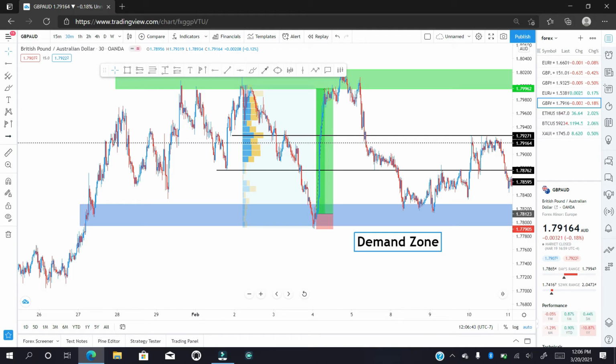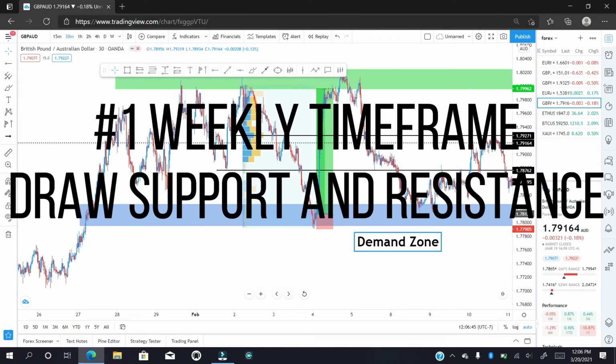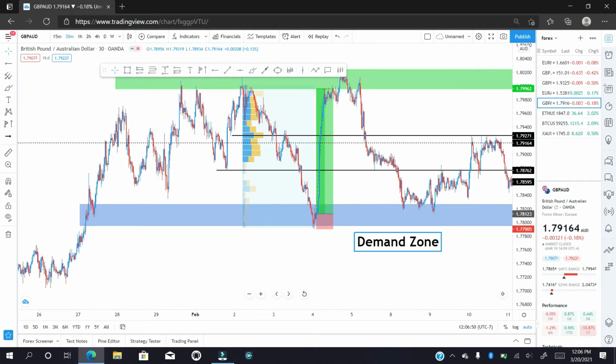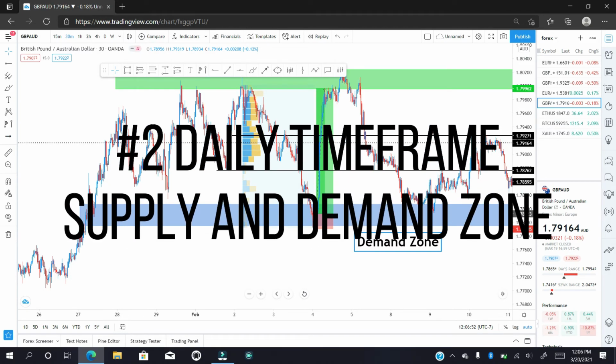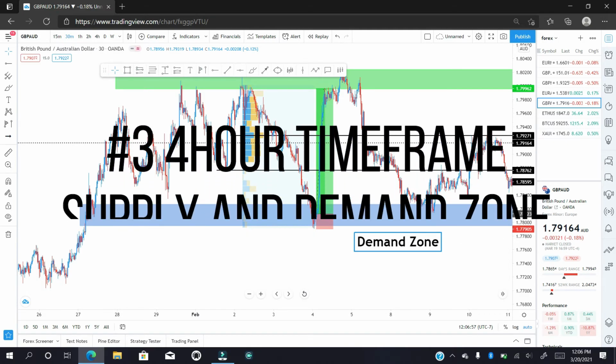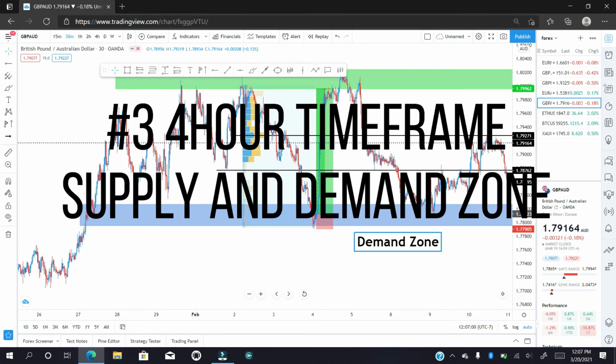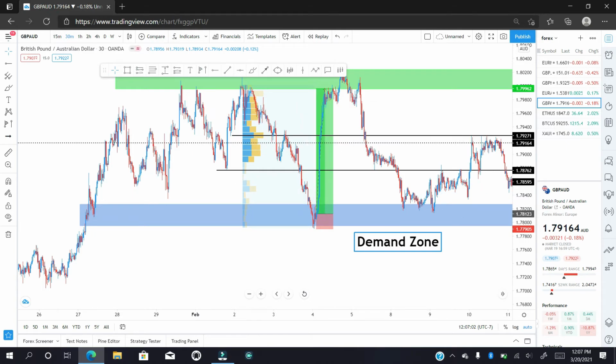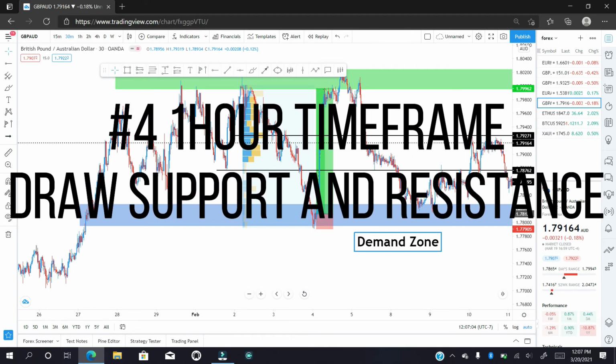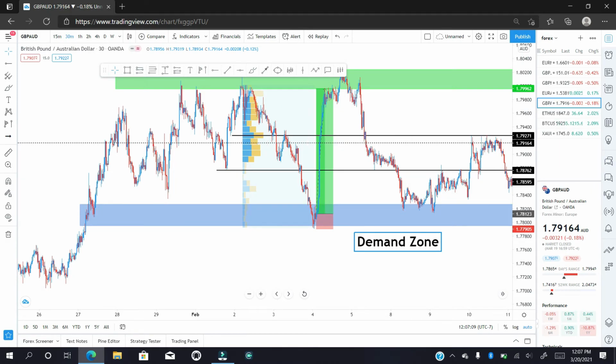First of all, what you have to do, go on the weekly time frame, and you have to draw your support and resistance lines. And then second, you go on the daily time frame, you look for supply and demand zones, and after you go on the 4-hour time frame, you look also for supply and demand zones, and now you go on the 1 hour time frame, you look for support and resistance. And now when we have that, you draw everything, go back now on the 30 minutes like I did to look for your confirmation.